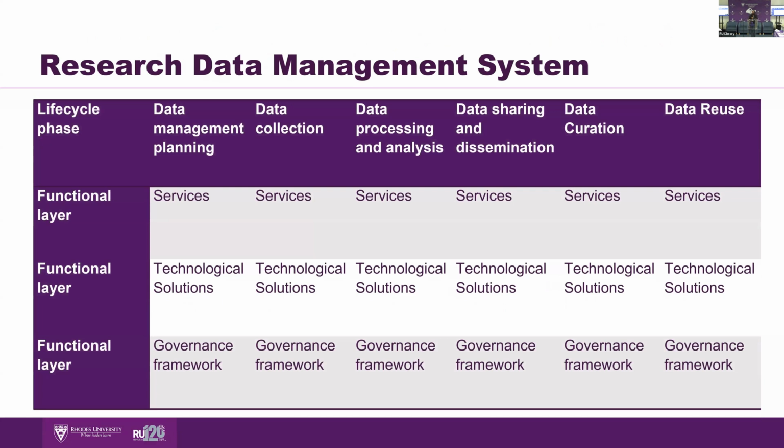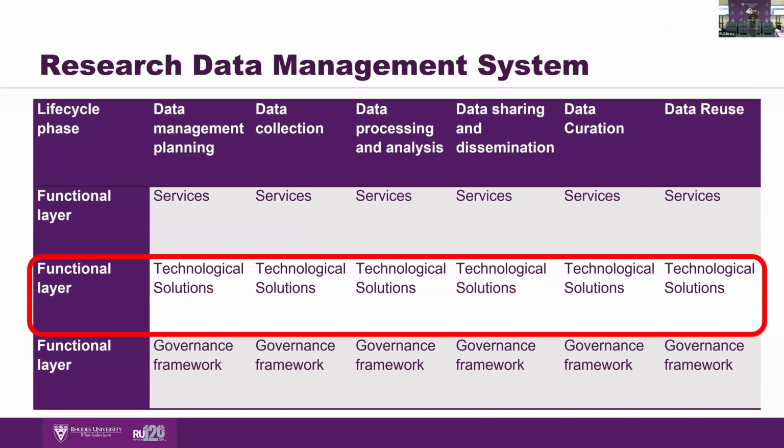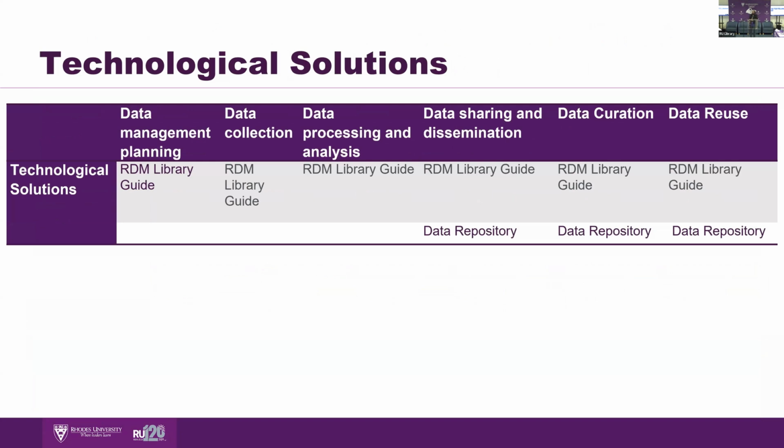So that was the governance framework. I'm now going to move on to the technological solutions. This is where it starts getting really interesting. So at the moment, from the library side, we do have an information resource, the Research Data Management Library Guide, which provides a wealth of information about research data management. And then we do have an institutional research data repository into which the university's research data can be deposited and made open and accessible, provided that the data are not sensitive in nature.